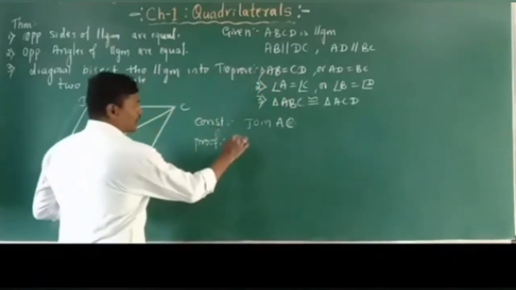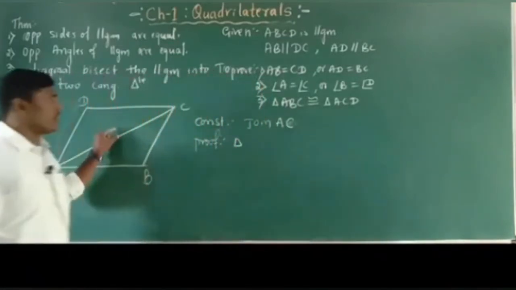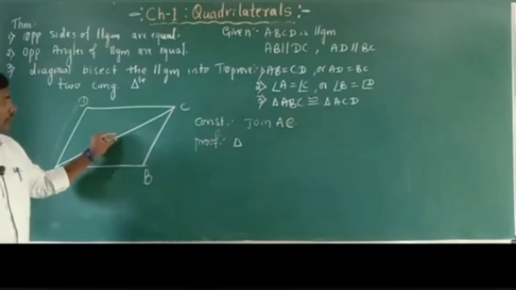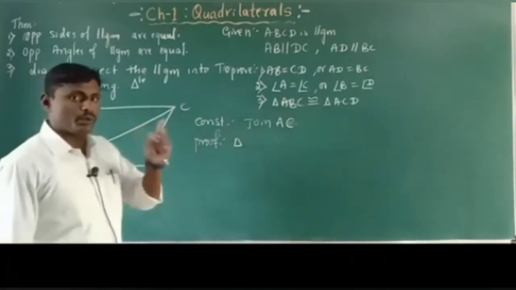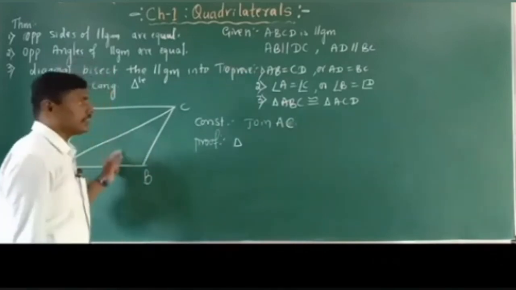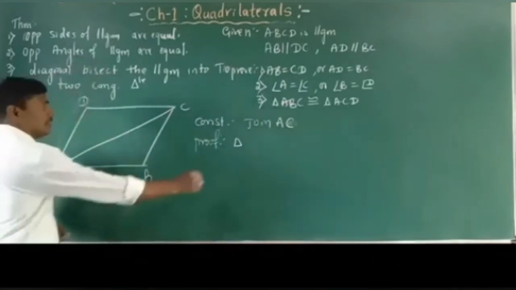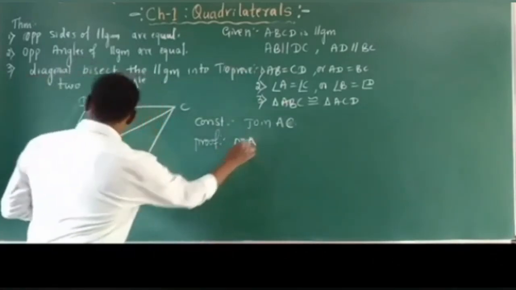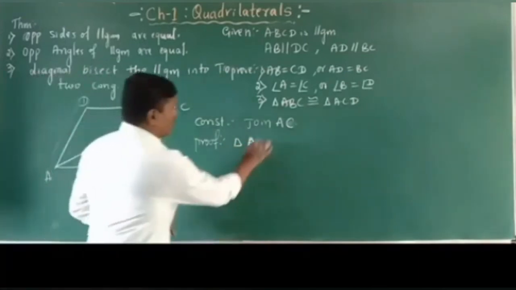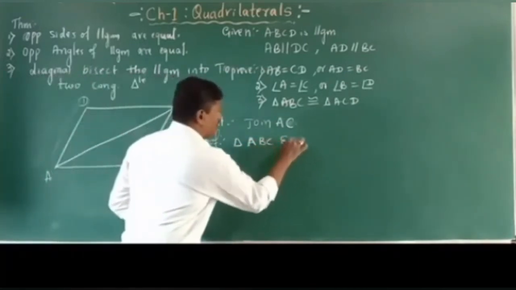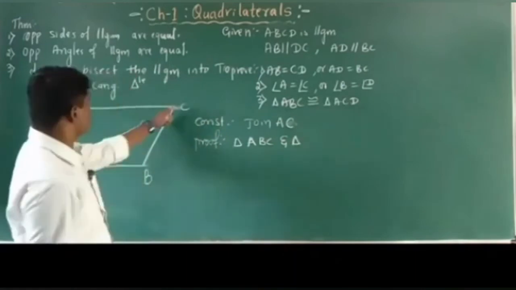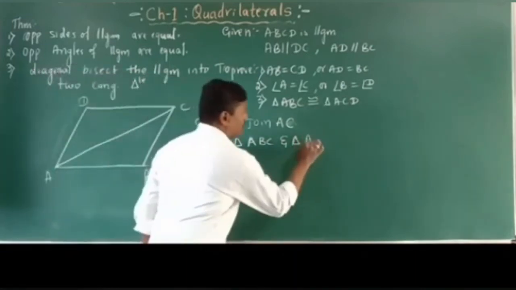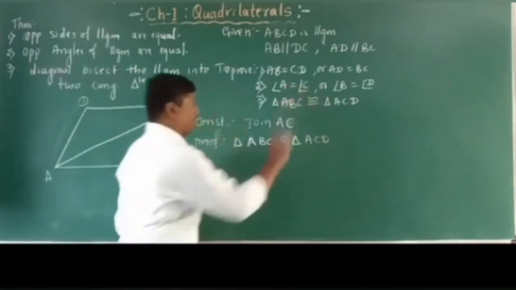First, the diagonal divides the parallelogram into two equal triangles. Consider those two triangles. So what are the two triangles here? Triangle ABC and triangle ACD.